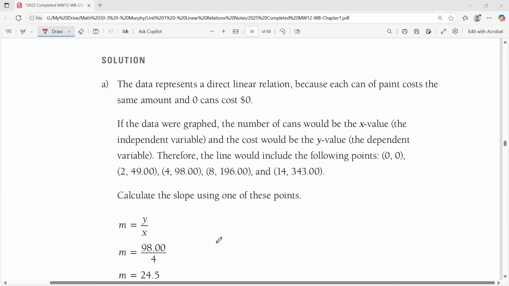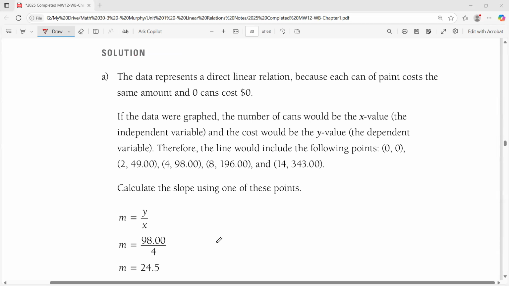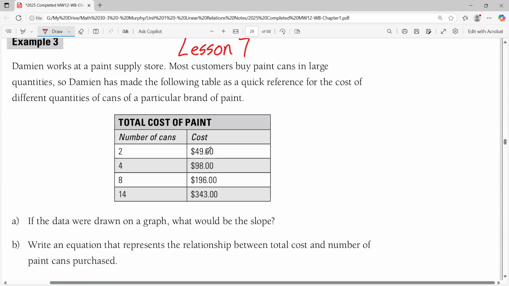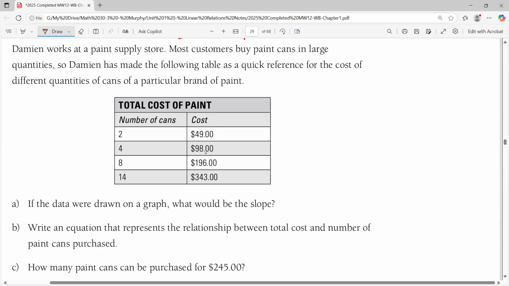Okay, solution. So for number 1, if the data were drawn on a graph, what would be the slope? So the data represents a direct linear relation. And that's because if there's 0 cans, $0. Okay, so it started 0 and 0. If the data were graphed, the number of cans would be the x value, which is the independent variable, and the cost would be the y value, the dependent variable. And you can just see that from the table too, right? This would be your x, this would be your y.